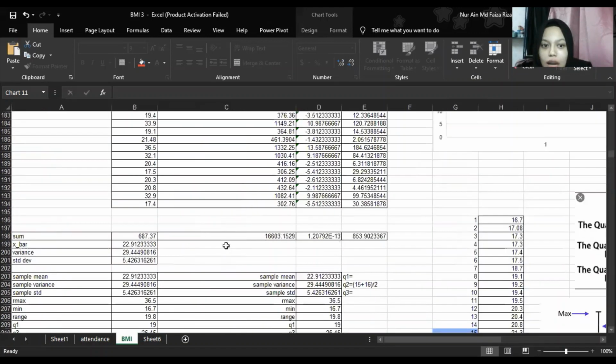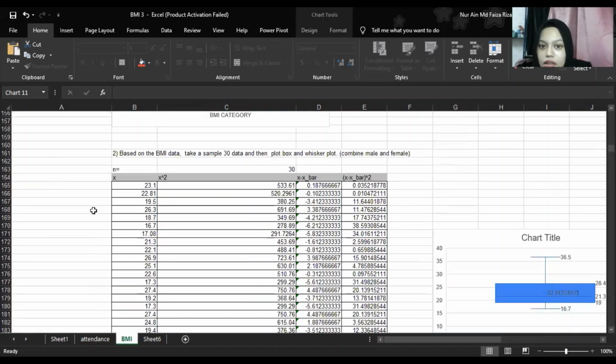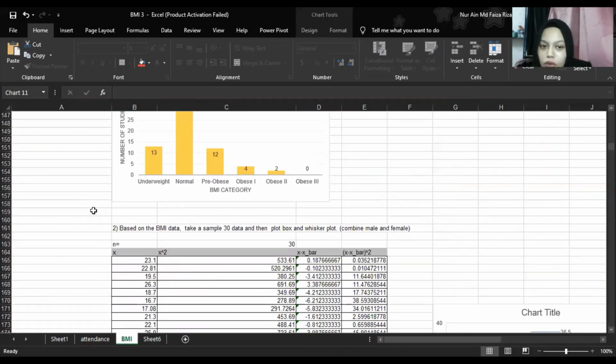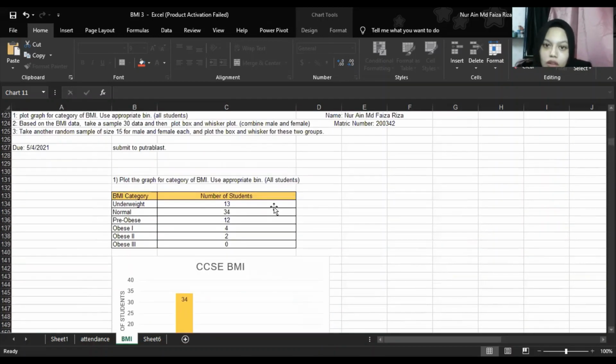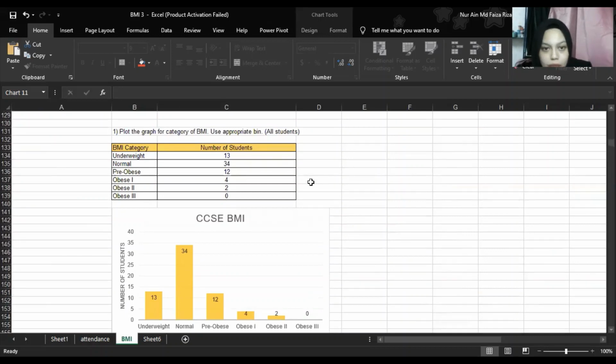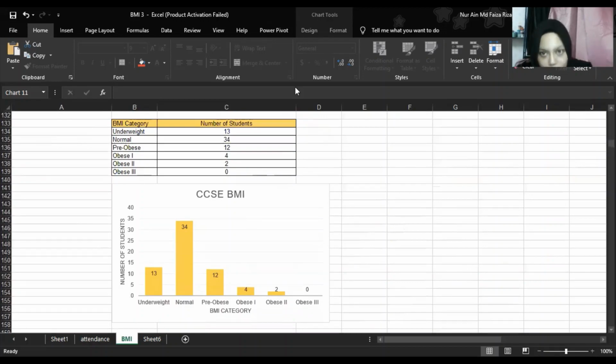That's how I solved my assignments. I do both in Excel and manual calculation, and I hope it satisfies the assignment. With that, thank you.